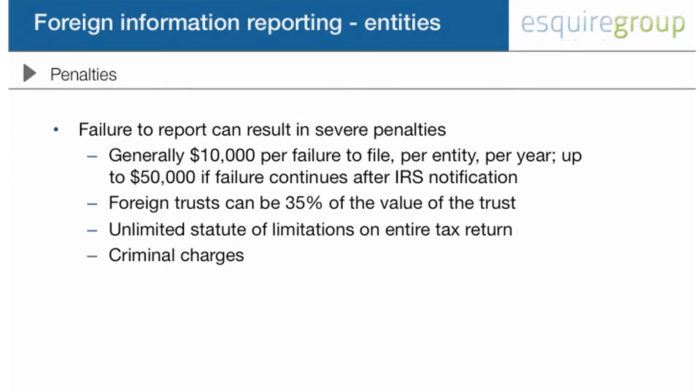The failure to file these forms can be pretty expensive. So for failing to file a 5471, for example, the penalty is $10,000 per failure to file. It can go all the way up to $50,000 after the IRS notifies you. Failure to report a foreign trust can be punishable with a penalty of up to 35% of the value of the trust. It's pretty steep.